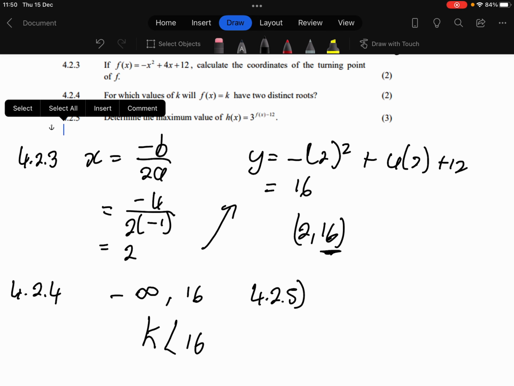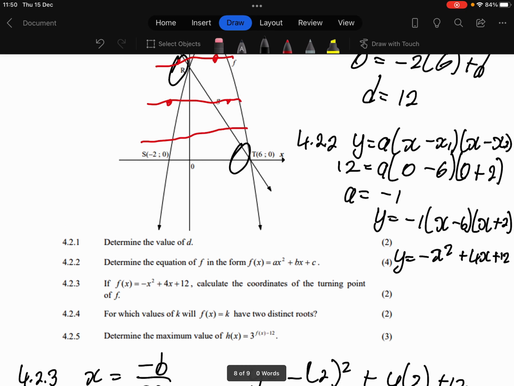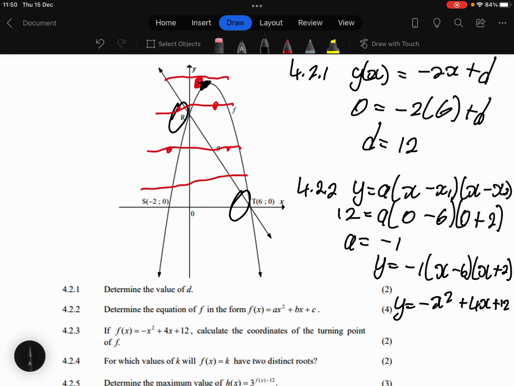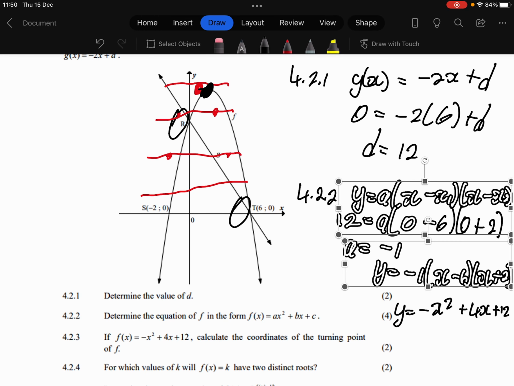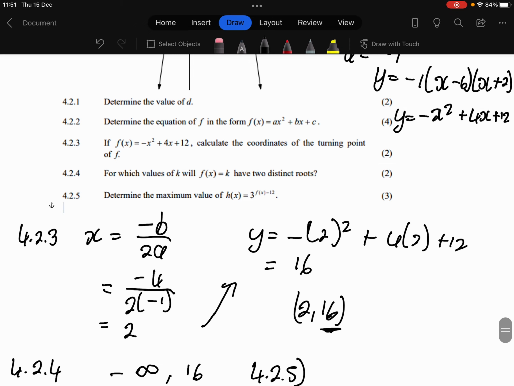Okay, so what is the maximum value for the graph of f of x? Let's deal with that first. The maximum value of any graph would be the turning point, especially for a parabola. And what is the maximum value of the turning point of this parabola? It would be here at this point, at the top of the graph, which is 16. Okay, so the coordinate is 2 and 16, but we are more interested in the y coordinate, which is 16 there.